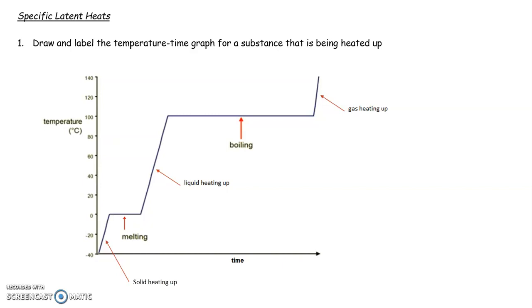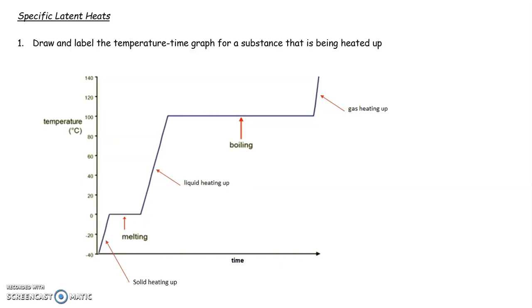So the solid at the bottom is heating up. As it heats up, it begins to melt. The flat line shows it's melting. At the flat line, you have a mixture of a solid and a liquid. At the end of the flat line, you've turned all of the solid to a liquid.